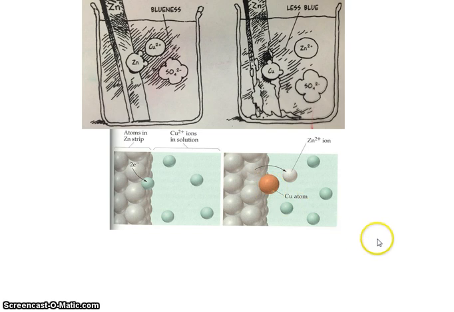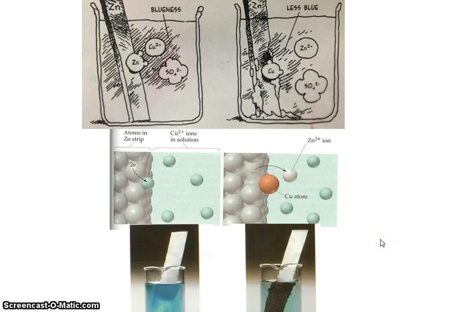So these are a couple cartoon pictures, but here's what it looks like in real life. This is the zinc bar, and this is the blue copper 2 sulfate solution. So the copper begins to accumulate as a solid, and the zinc begins to dissolve.